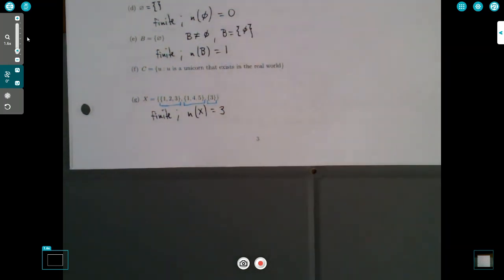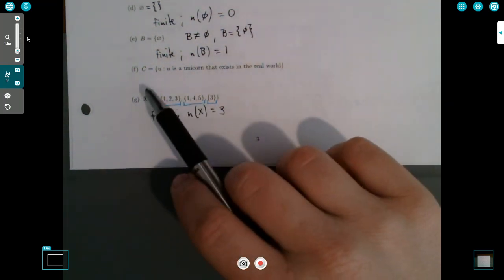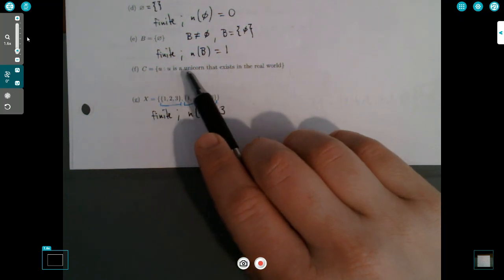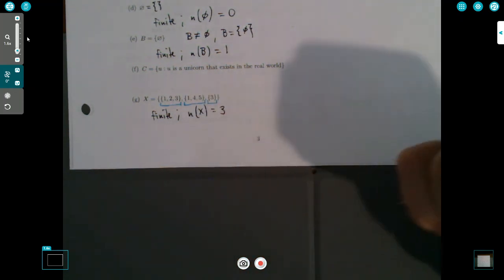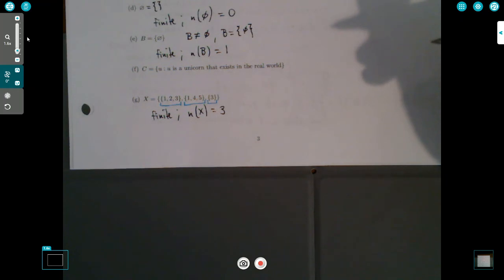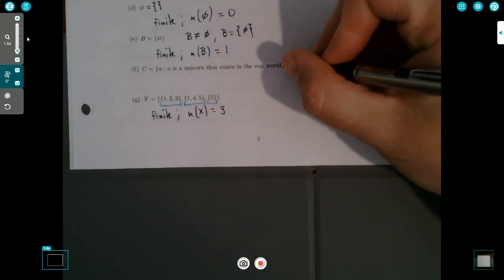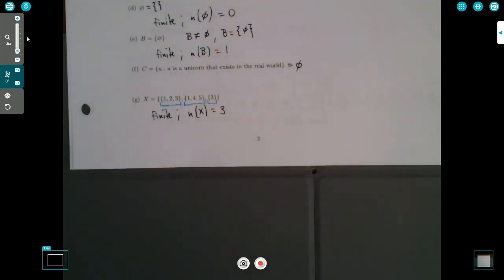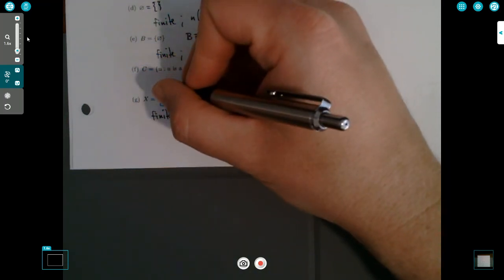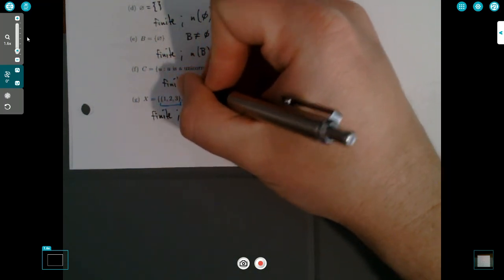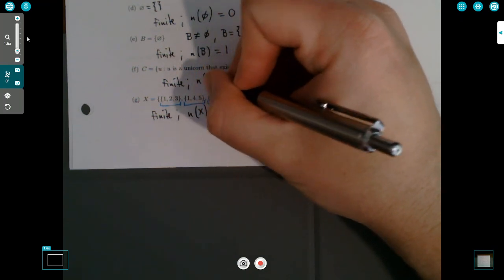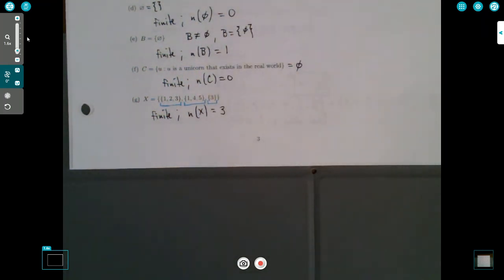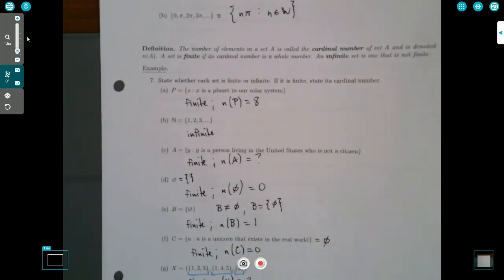Okay, all right. Going back to part F. F is the set of all U, where U is a unicorn that exists in the real world. Okay, that's a good example because look, F is the same thing as the empty set. There are no unicorns that exist in the real world, right? So F would be empty. So F is a finite set. Its cardinal number is 0. There are no unicorns that exist in the real world, so there's nothing in set F. Okay, and that's it.